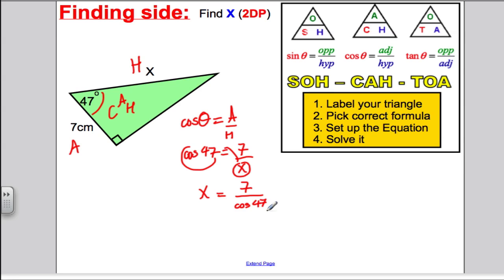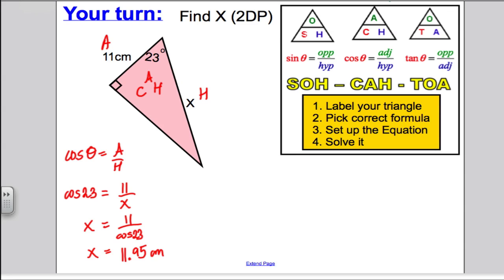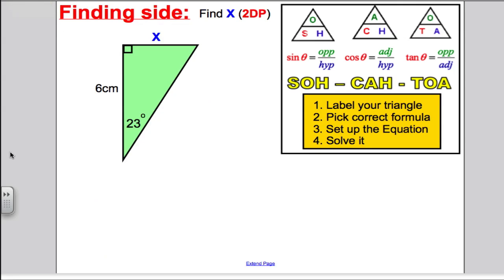Type that in your calculator, and you'll get 10.26. So 10.26 centimeters for x. Have a go at the next question, pause the video, check your answers with my answers. And the answer to this one, we were using CAT, and I got 11.95. Okay. Right, another example. Obviously, you get the message here.